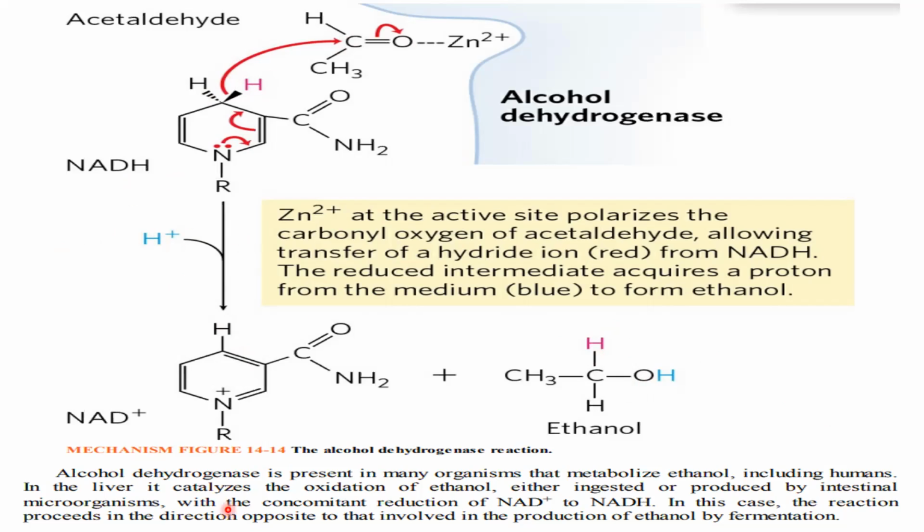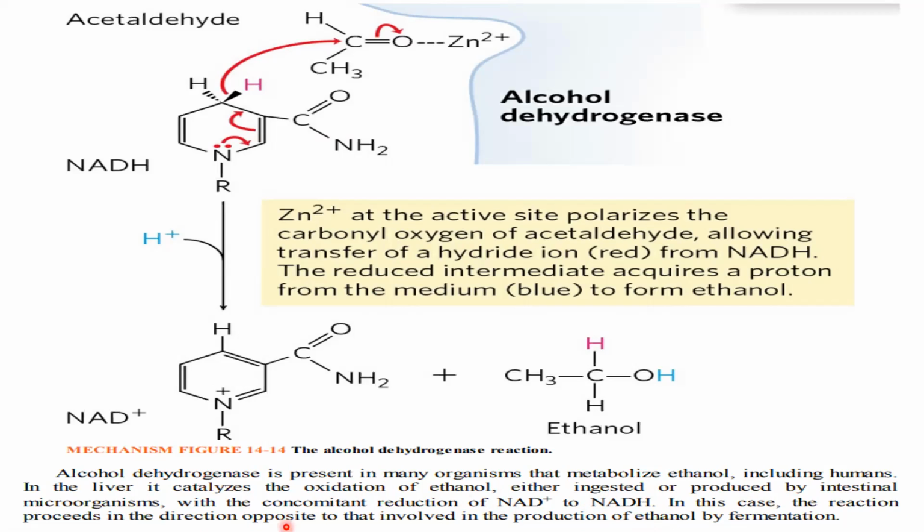So the alcohol dehydrogenase is present in many organisms that metabolize ethanol, including humans. In the liver, it catalyzes the oxidation of ethanol, either ingested or produced by intestinal microorganisms, because intestinal microorganisms also produce alcohol. Also, whatever alcoholic beverages human beings ingest. So with concomitant reduction of NAD positive to NADH, it is catalyzing the oxidation of ethanol.